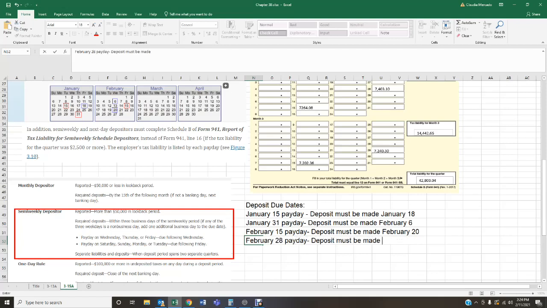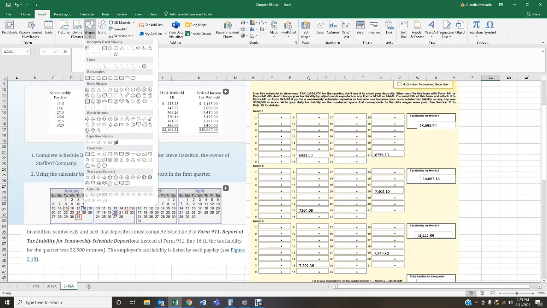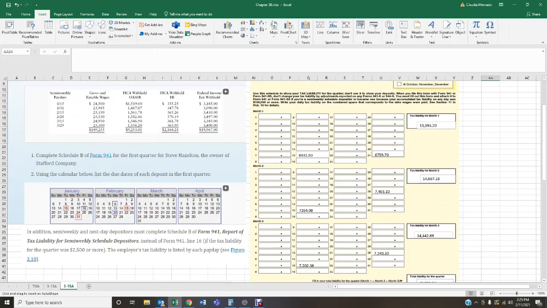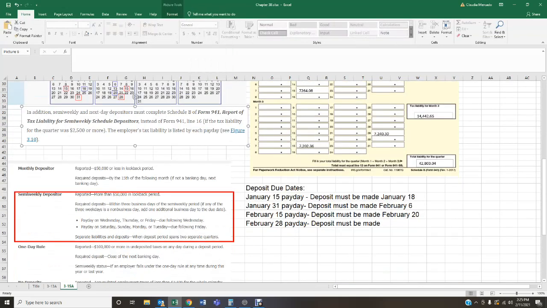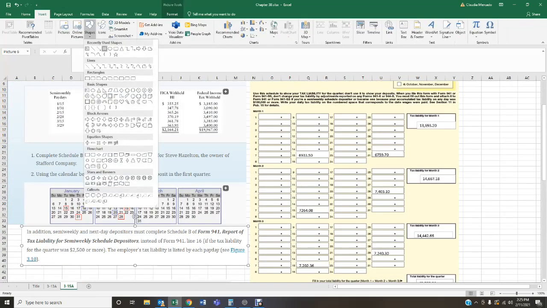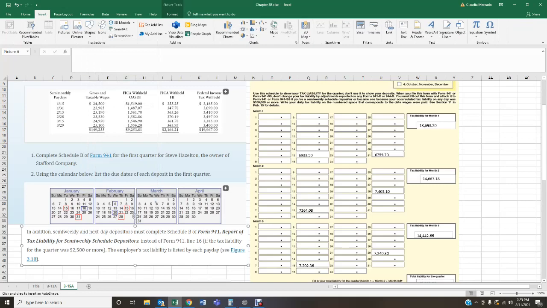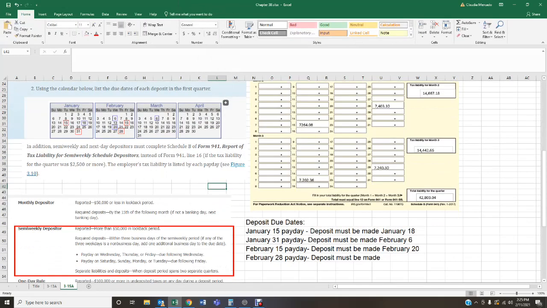Okay. So for the February 28th payday, the deposit must be made what day? Let's find that. February the 28th is on a Thursday. So if it's on a Thursday, it's due the following Wednesday. The next Wednesday is March the 6th. So for the February 28th payday, the deposit must be made March the 6th.